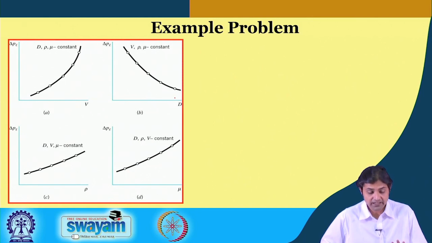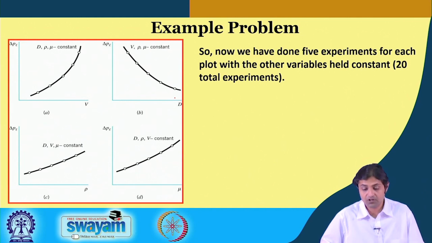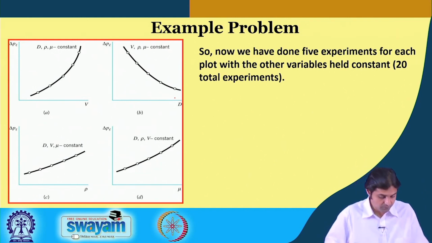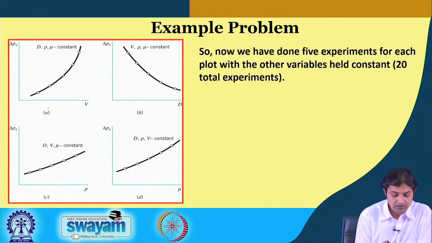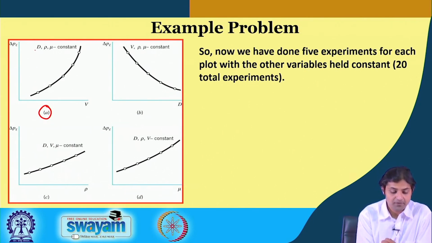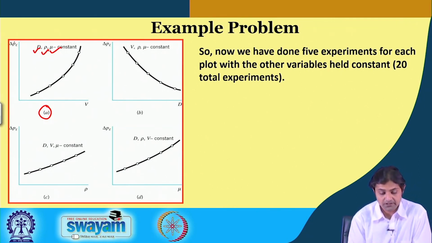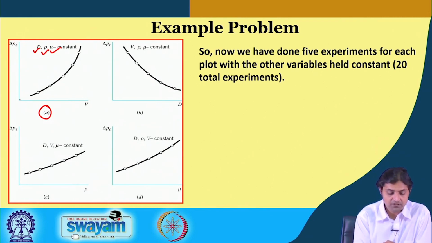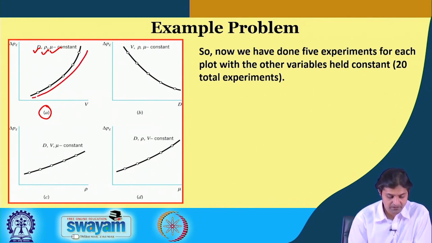So, the right hand side is the plot. I am going to explain to you what those plots are. If you look here, the graph A shows that we have varied the flow velocity, and kept diameter, rho and mu constant, and started measuring the pressure drop per unit length using our apparatus. What we find out is the pressure drop per unit length is increasing as the velocity is increased. This is a sort of curve that we are getting.